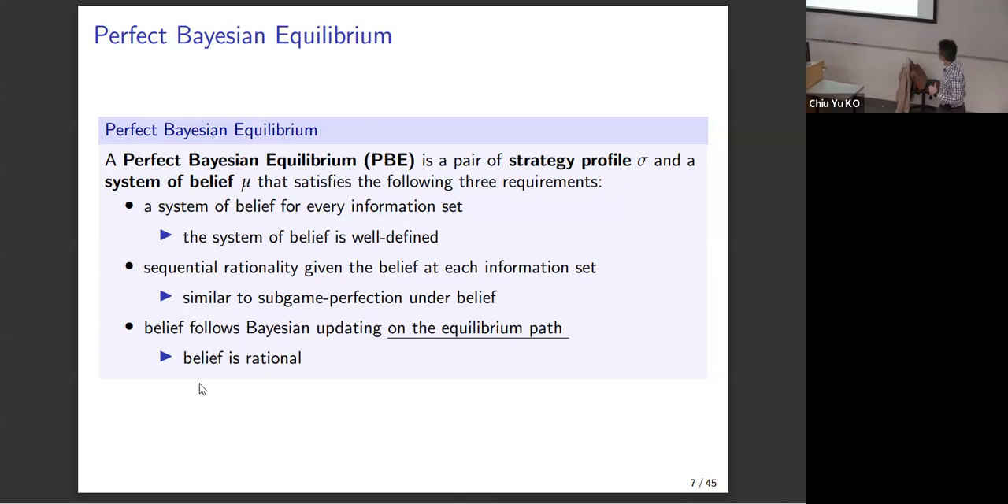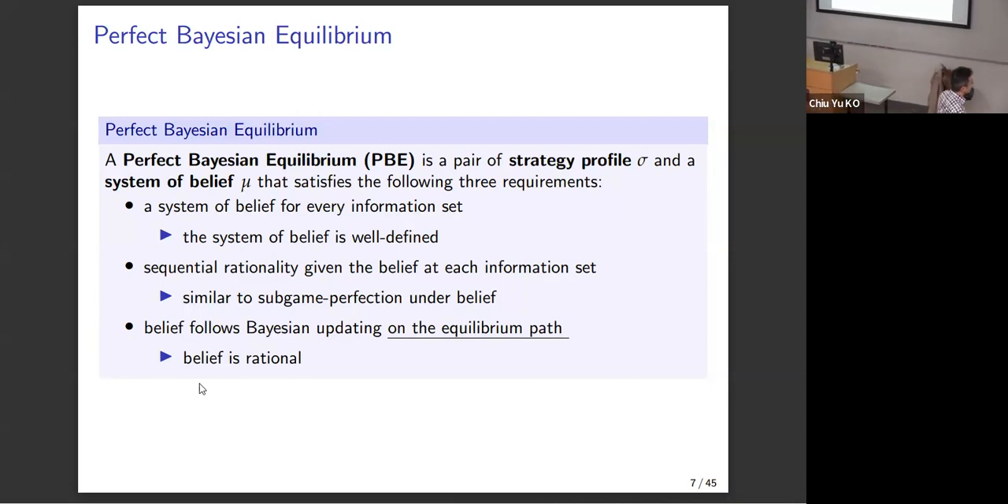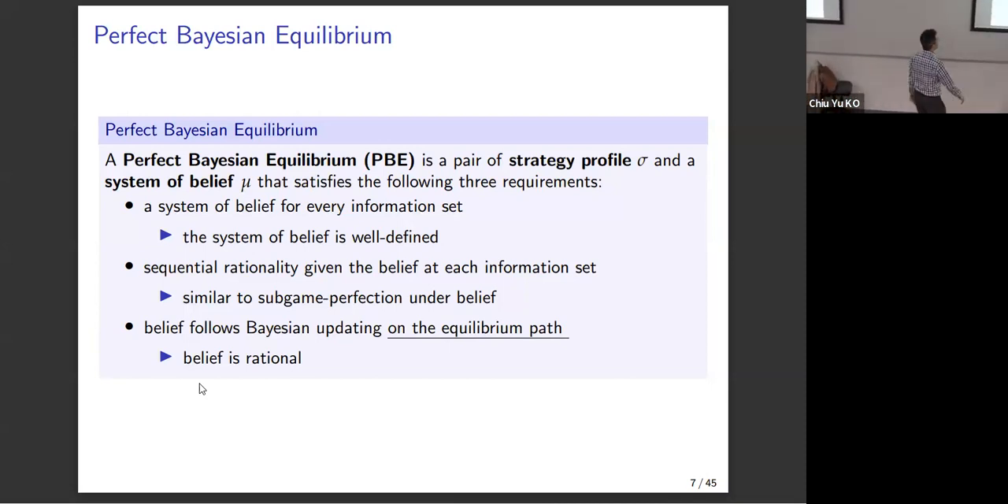First, it's a pair of strategy profiles, which we know very well. The second is that we have the system of beliefs, okay? The first condition is that the belief is well defined, which means that, as I said, for each information set, you have to put probability there. You cannot say "I'm not at any of the locations." You must say something one way or the other. There must be some probability over the nodes. And the second important one is that, given the belief you have, your choice is optimal.